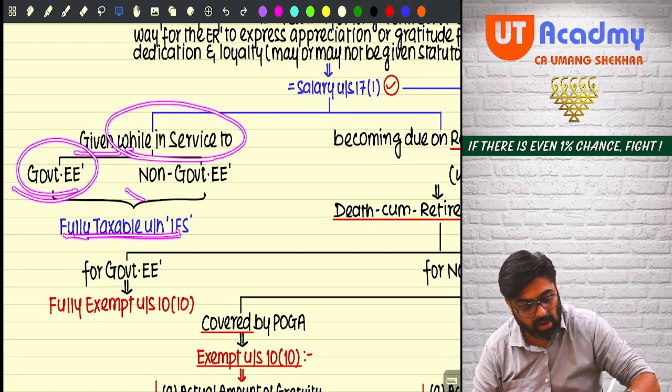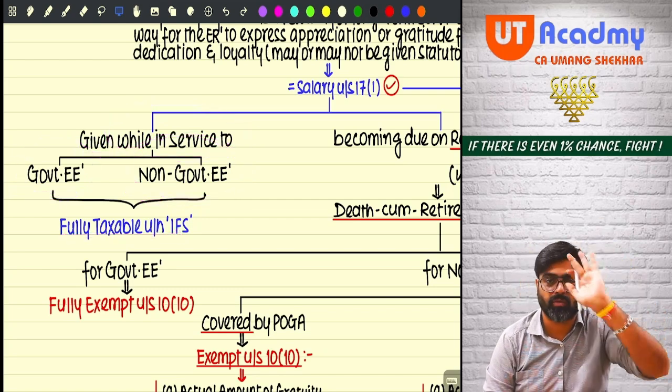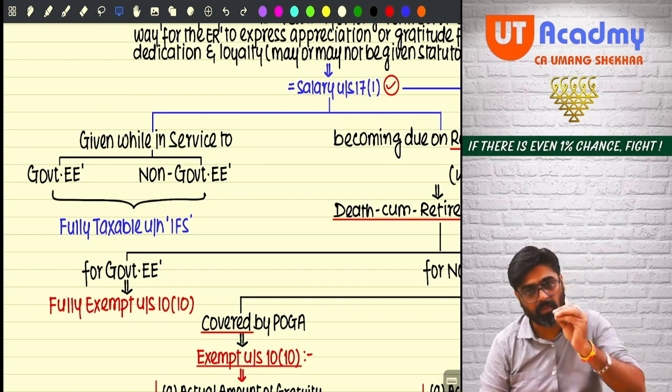Whether you are a government employee or a non-government employee will not make any difference. Whether you are following 115 BAC or not following 115 BAC will not make any difference. This will be fully taxable for you.